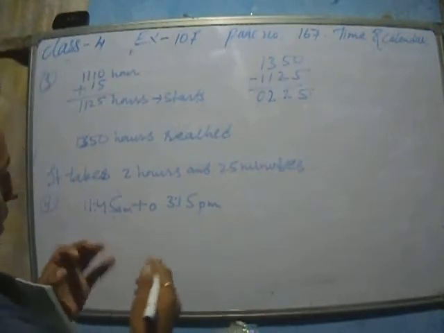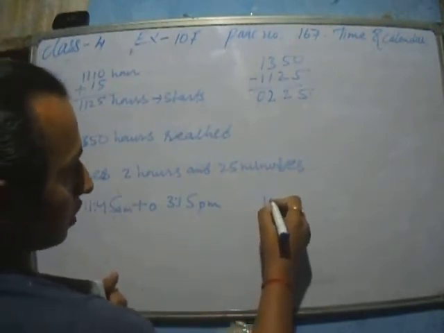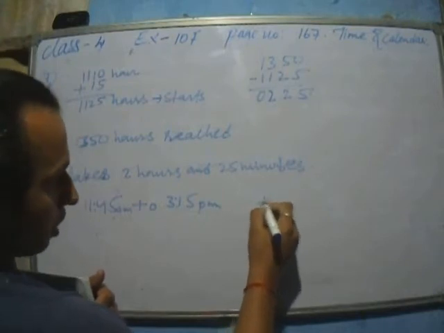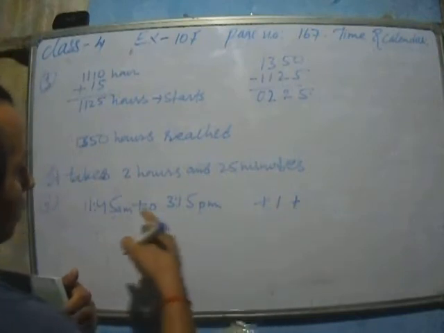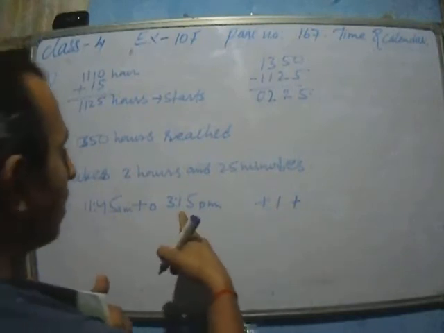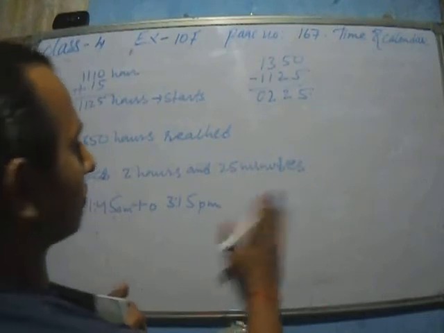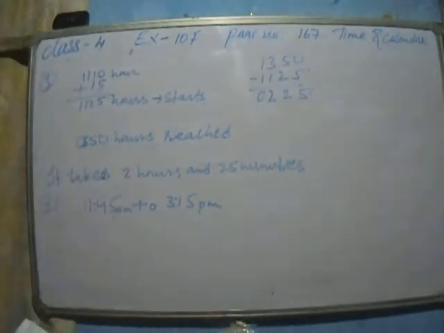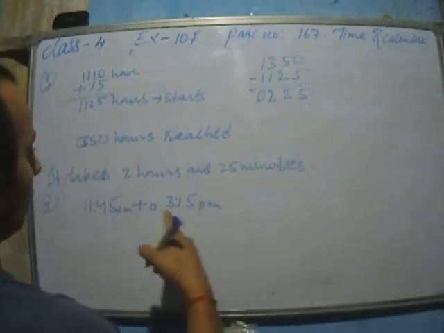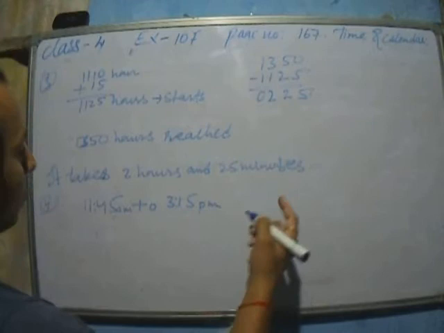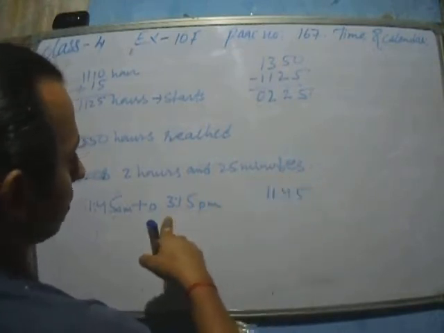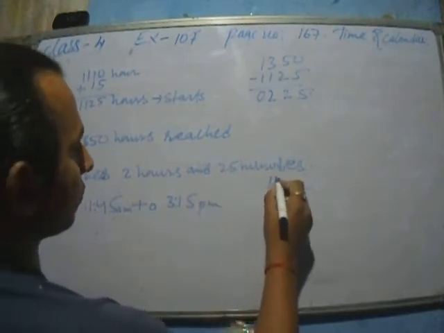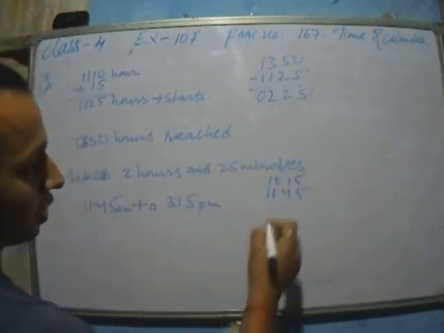So what we are going to do here, in this case we are going to subtract. Okay, so 11:45, 12:45, 1:45, 2:45. So 2:45 is there. In 2:45 we have to subtract 15. Just a second. Okay. We are going to convert this into 24-hour clock. Okay, 11:45, and 3 means 15. Okay, we need to subtract this.